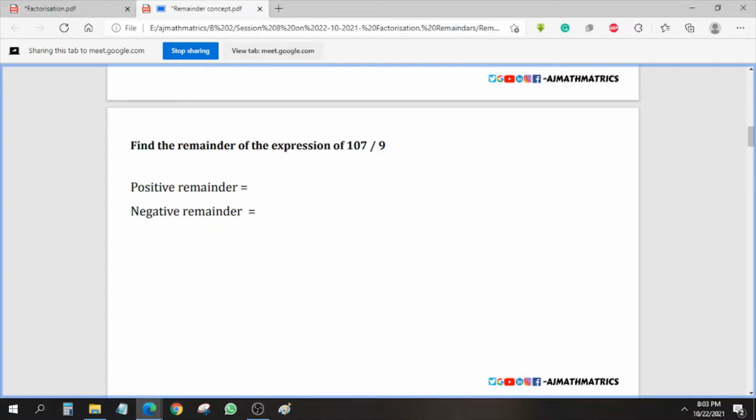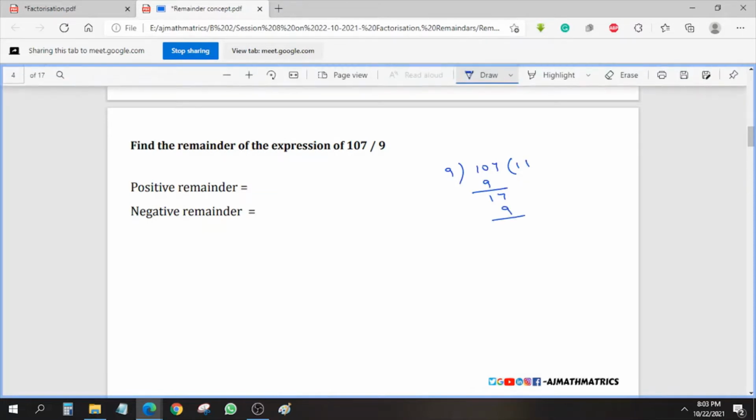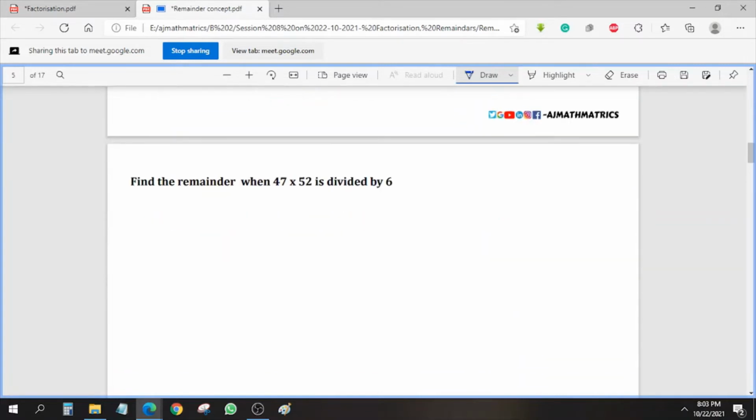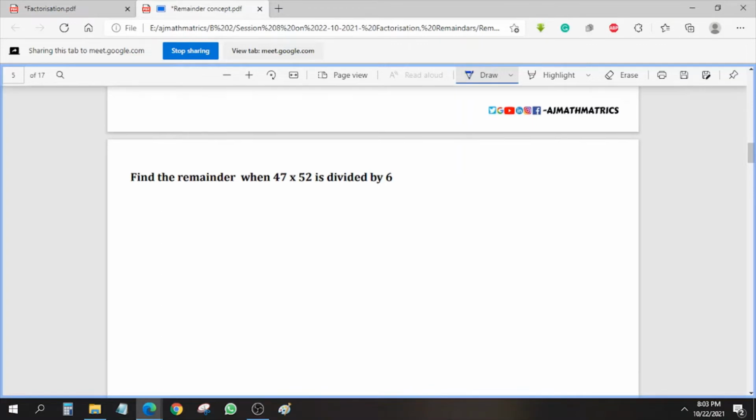So 107 by 9. 9 ones are 9, we are left with 1, 17. 9 ones are 9, we get the remainder as 8. So this is the positive remainder, that is 8. Now if you want to find the negative remainder, 8 minus 9, which is negative 1. That is the negative remainder. Now I'll give you a little more complicated question. Now you try to answer this question.